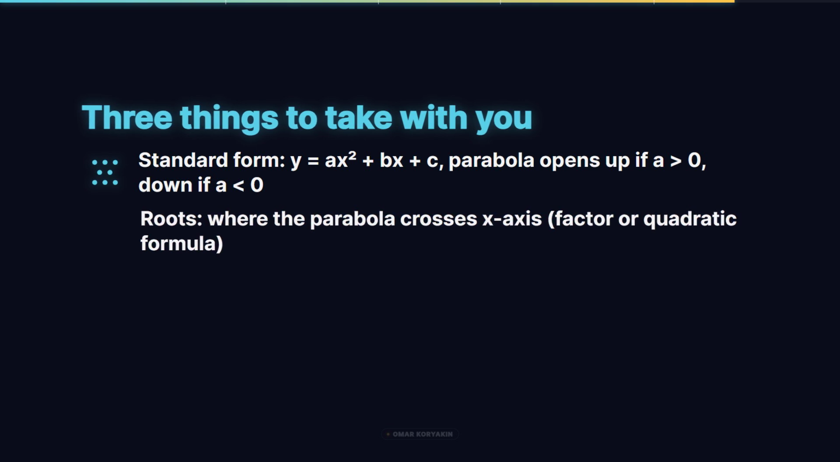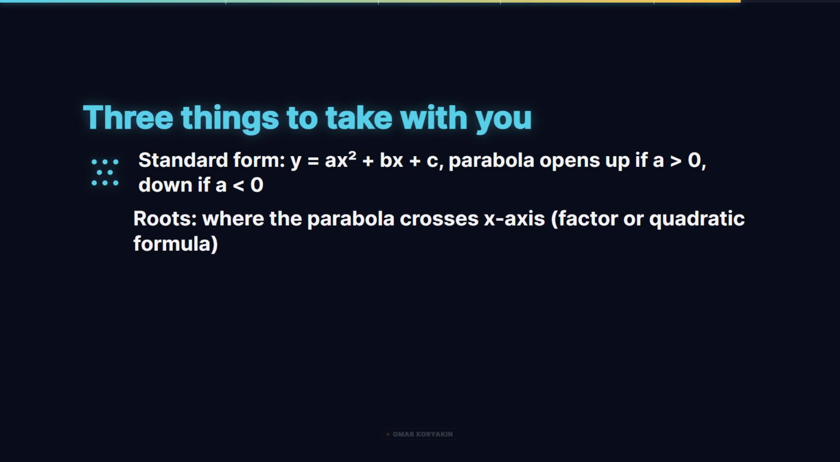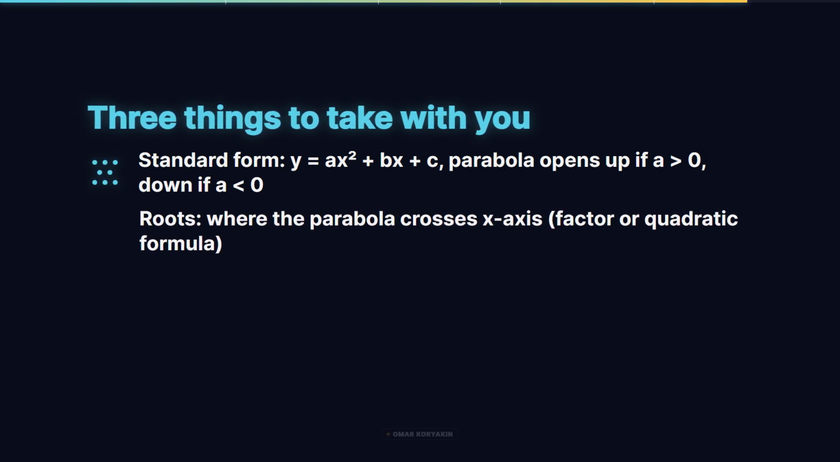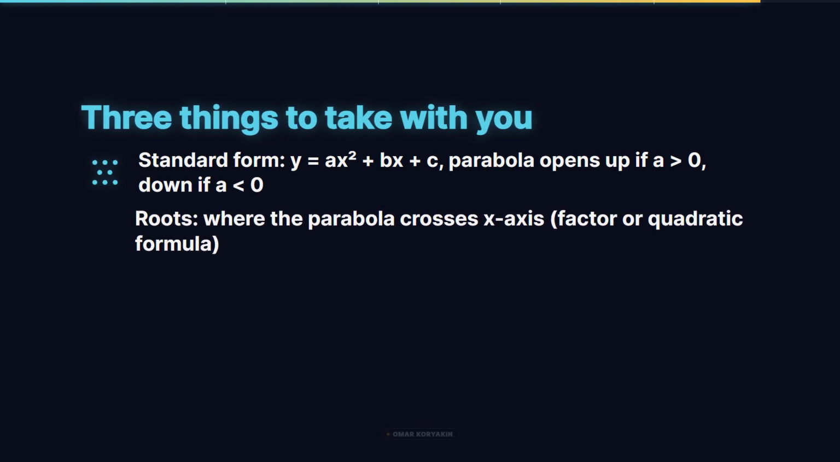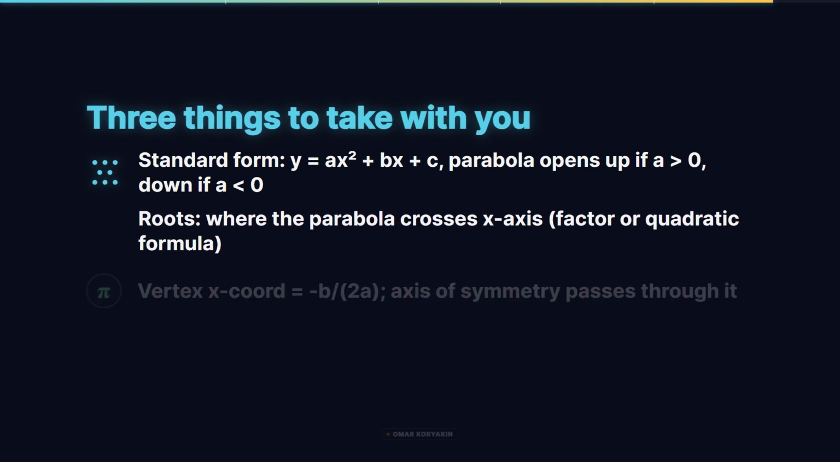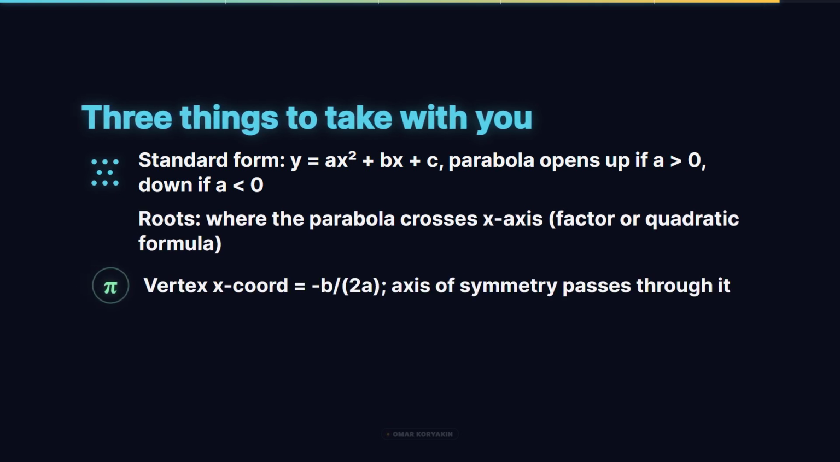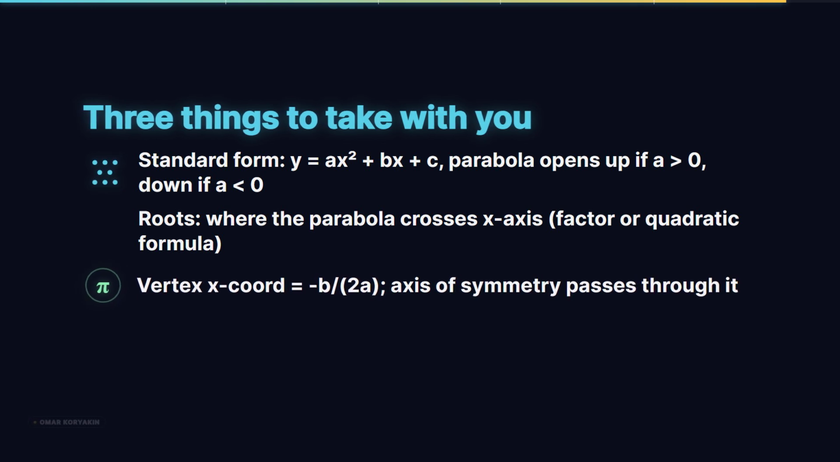The roots are the x values where y equals 0. Find them by factoring when possible or by the quadratic formula when factoring fails. Real valued roots correspond to x-axis crossings on the graph. The vertex's x-coordinate is negative b over 2a. The axis of symmetry is the vertical line through the vertex. Substituting the vertex's x back into the equation gives the vertex's y, completing the location of the parabola's lowest or highest point.